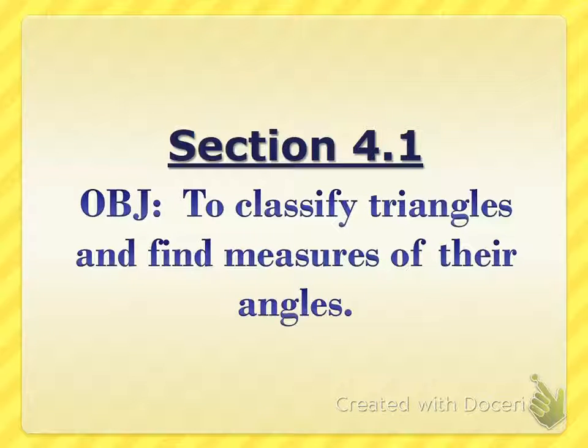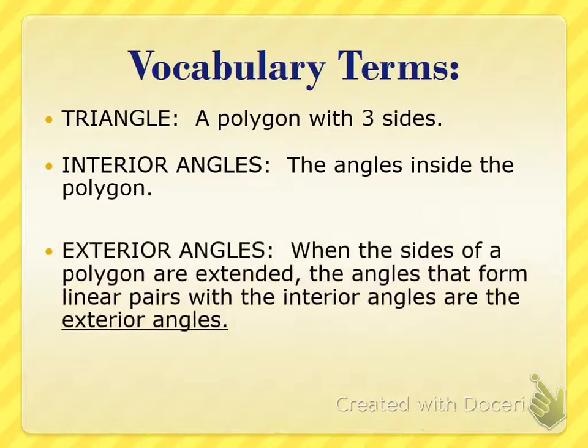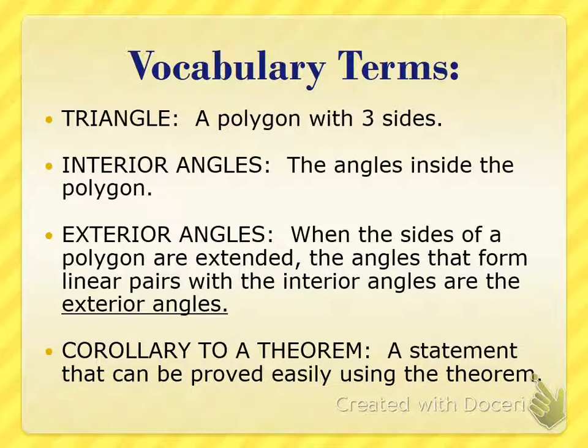All right, today we are starting chapter 4. Our objective today is to classify triangles and find measures of their angles. If we need to come back to that at the end, we can. First up, we've got some vocab to fill in.